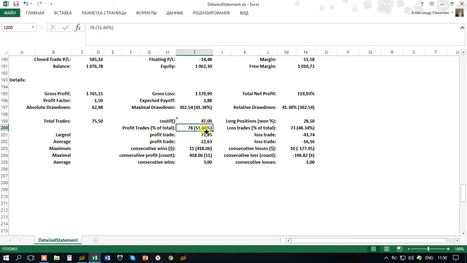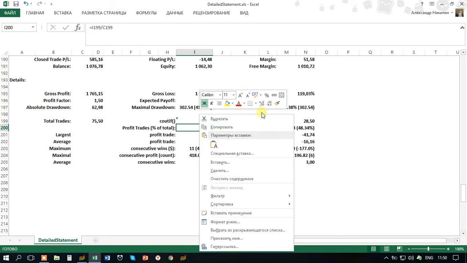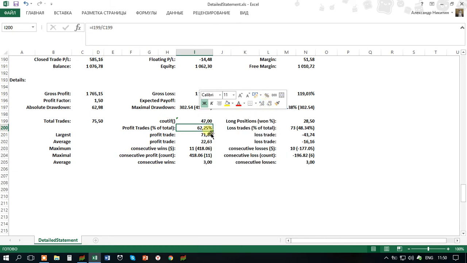Okay, let's calculate the performance. I need my accuracy, the percent of profitable trades. Pretty simple. How many winning trades divided by total trades? So the percentage is 62%. 62.25, pretty good.